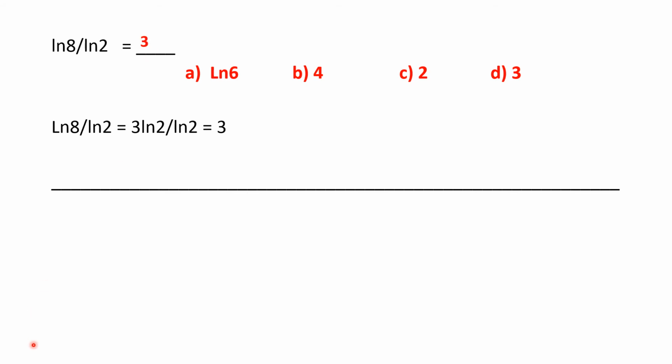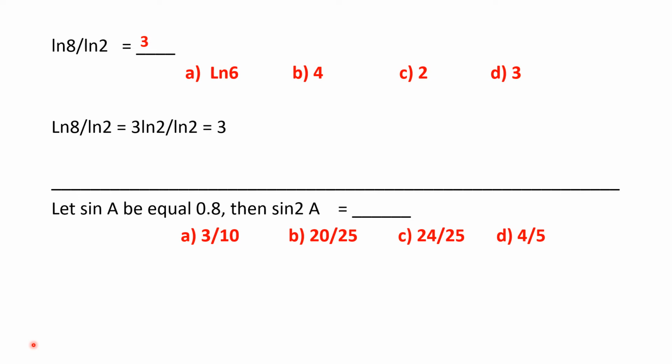Let's take a look at the next question. The next question is as follows. Let sine A be equal to 0.8. Then sine 2A equals, and we have 4 options to pick from. Let's take a look at the solution.